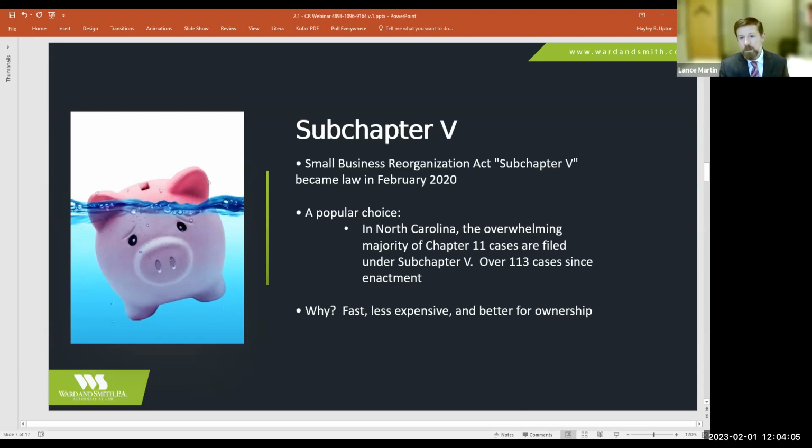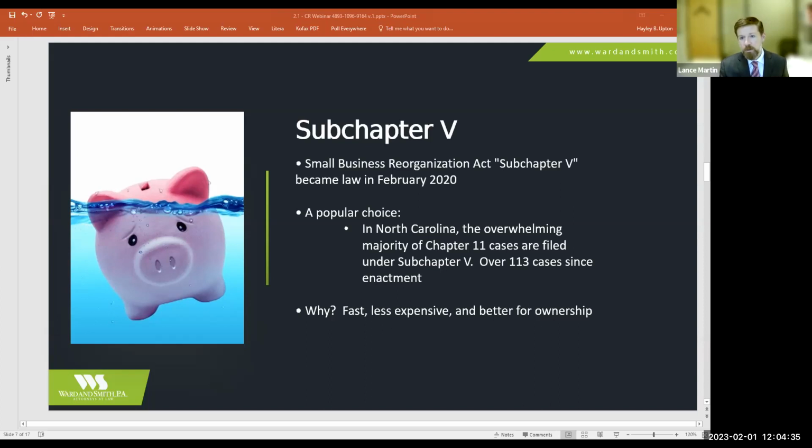You talk about timing being everything. Subchapter V came into effect in February of 2020, so it was not drafted and authorized and voted on by Congress with the pandemic in mind, but it took effect right before the pandemic hit the United States. And it became indispensable to small businesses during the pandemic.